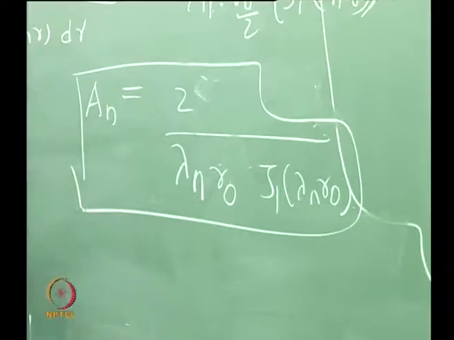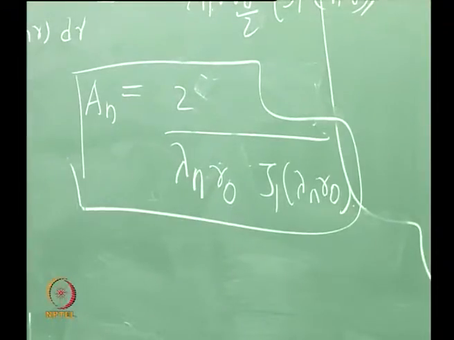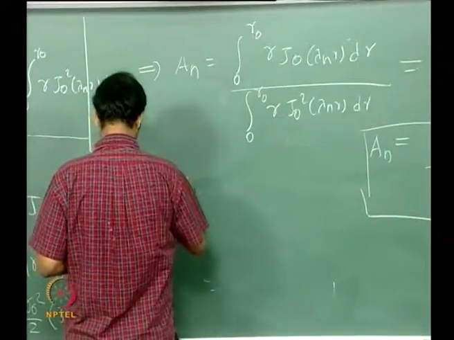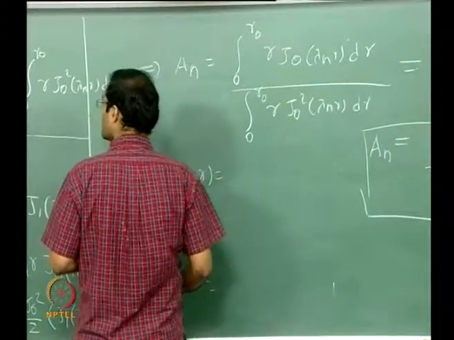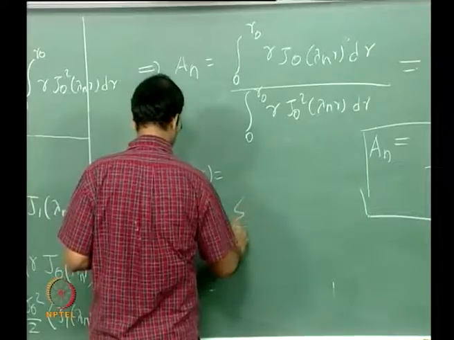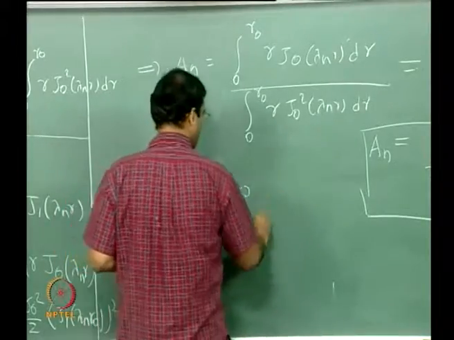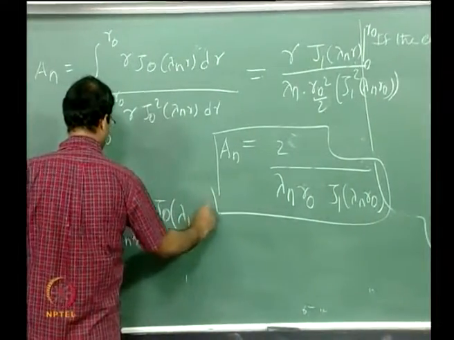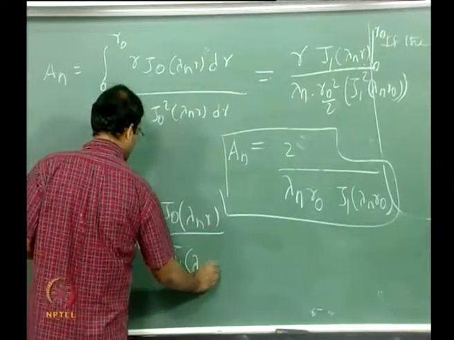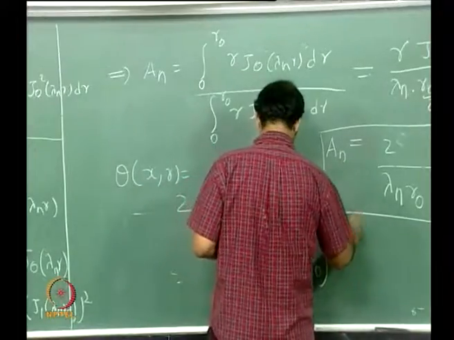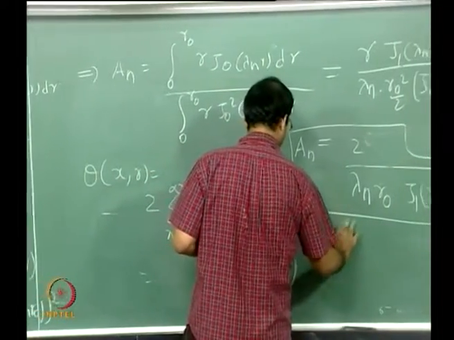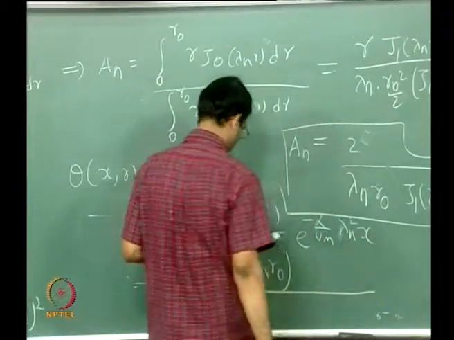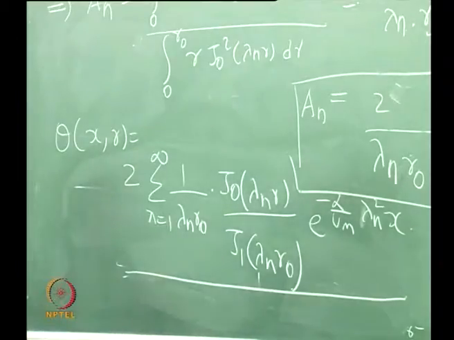So therefore you can substitute this into the, let me call this as number 1 for a n, you can substitute, and then you can write the final expression for theta as, so 2 can be taken out, summation n equal to 1 to infinity 1 by lambda n r naught, you have J naught lambda n r divided by J1 lambda n r naught, exponential minus alpha lambda n square x. So this is your final solution. Okay.